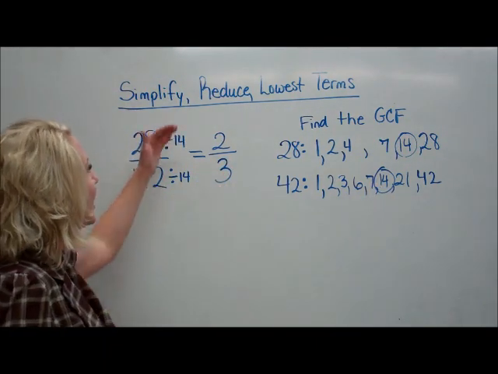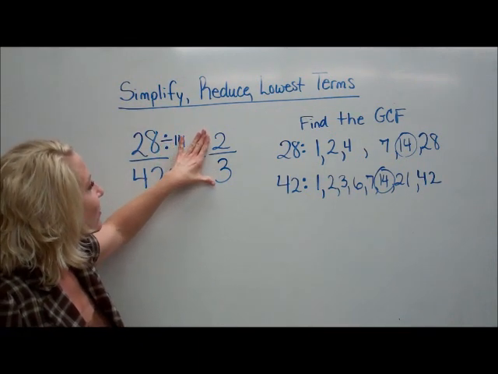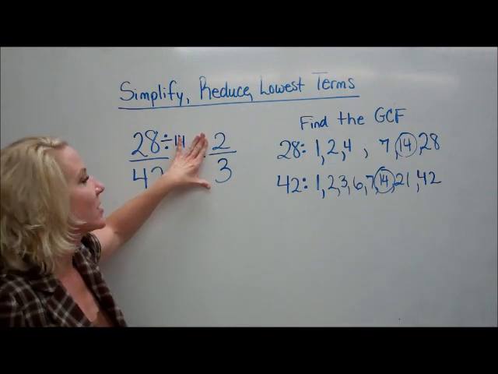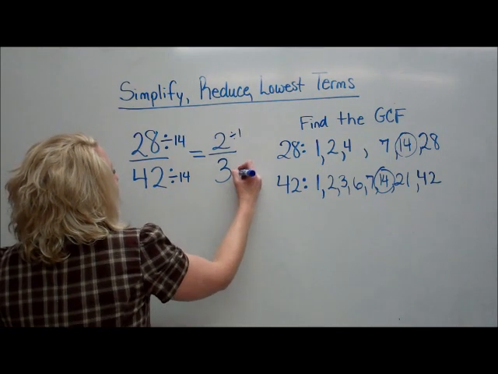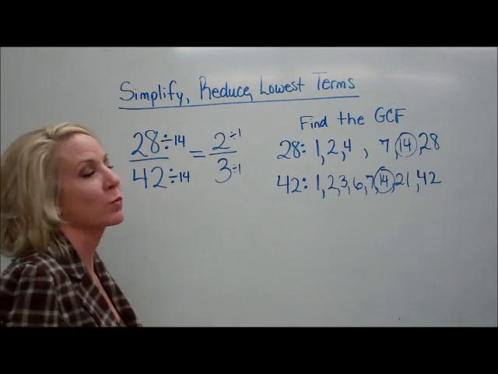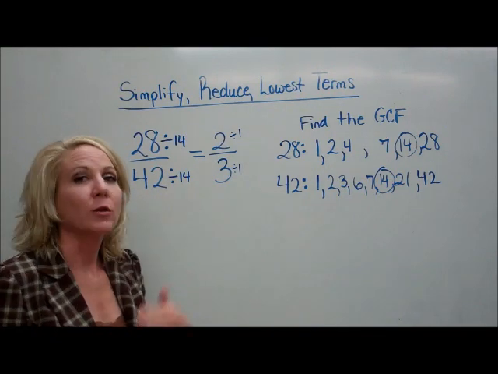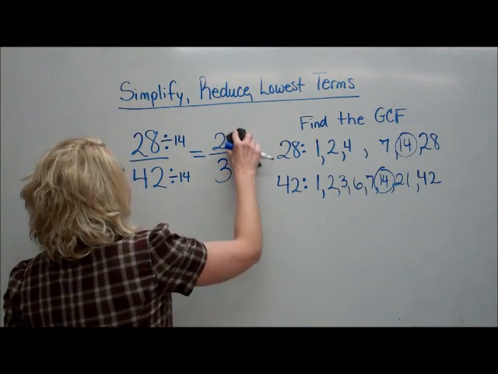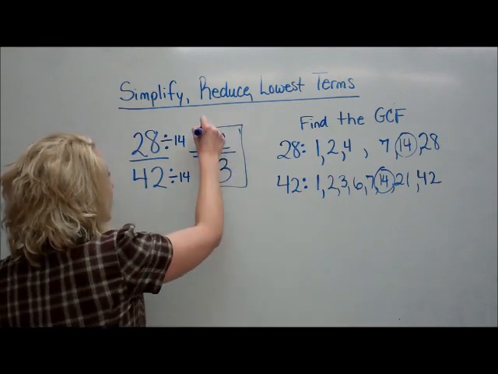Now, as you can see, if you examine this fraction, the only factor that can divide into 2 and 3 is 1. This fraction is reduced completely. The only number that I could divide both of these by at this point is 1. Their greatest common factor would be 1. When you get to that point, you have reduced the fraction. So 28 over 42 reduces to 2/3.